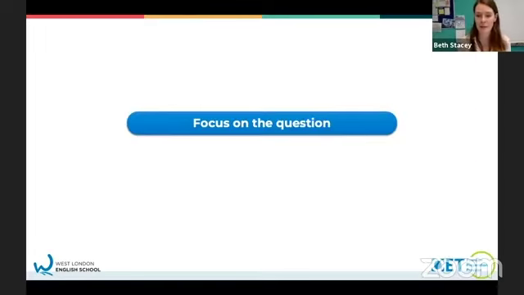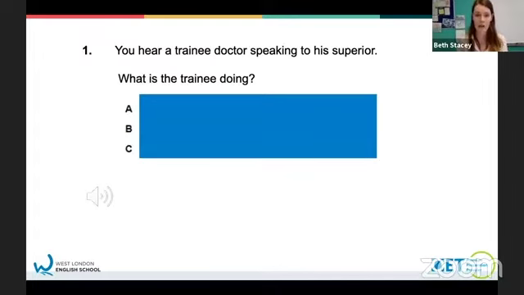All right, and now we're going to look at focusing on the question. So what I mean by focus on the question is not focusing on the answers. So just have a read of this context statement and the question there. Now, what we're going to do is not look at the answer options. And I just want you to listen, really focus on your careful listening to answer the question, what is the trainee doing? So let's have a listen.